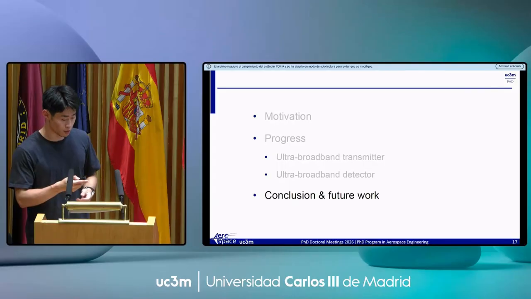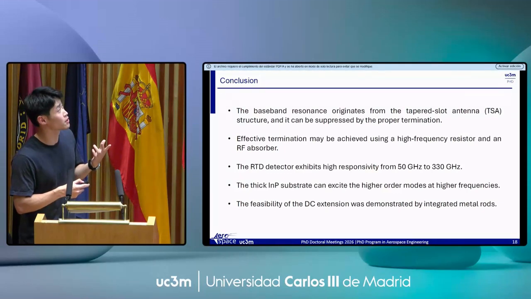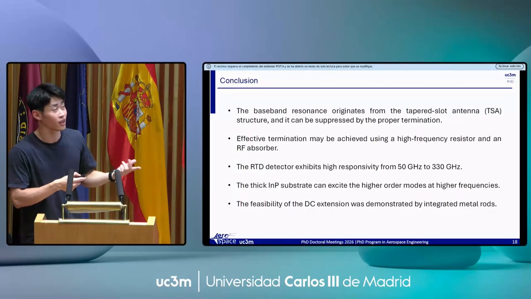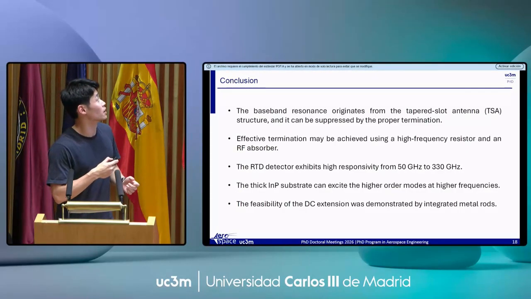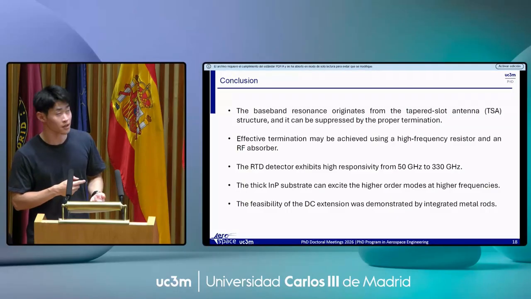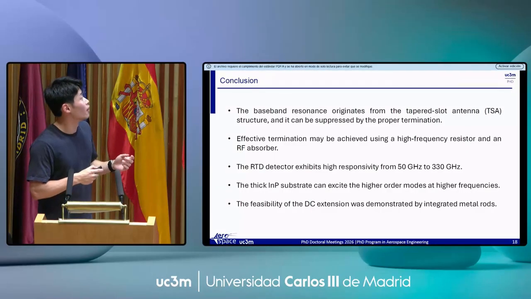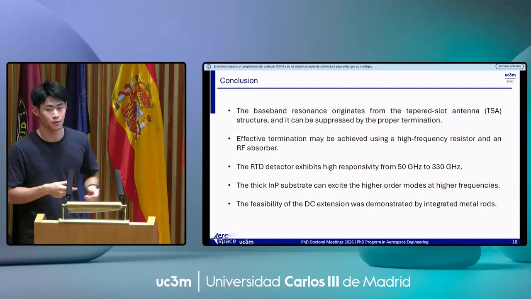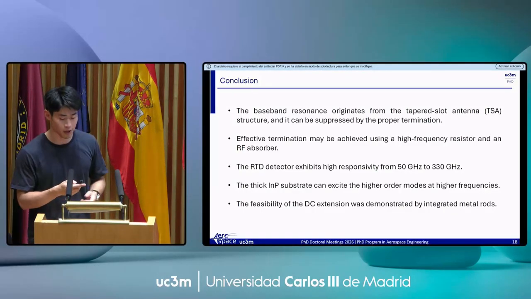So I'll conclude my talk with the future work. The baseband resonance for the transmitter originates from the tapered slot antenna, which is an open-ended transmission line, and it can be suppressed by proper termination. And the proper termination may be achieved using a high-frequency resistor and an RF absorber. And the resonant tunneling diode detector was successfully developed and exhibits high responsivity from 50 to 330 gigahertz. The thick substrate can excite high order modes at high frequencies, so we have to tackle this problem. And also the feasibility of the DC extension was demonstrated by the integrated metal rods.